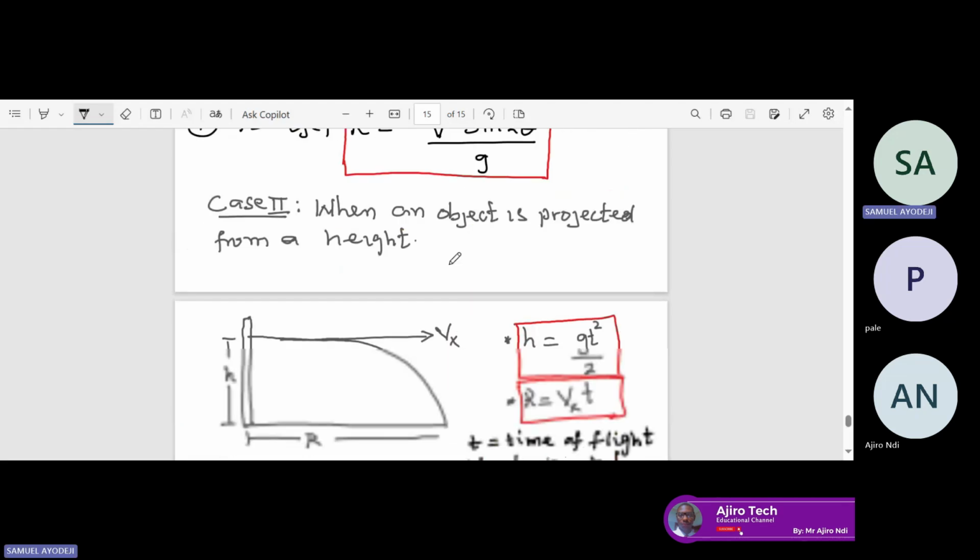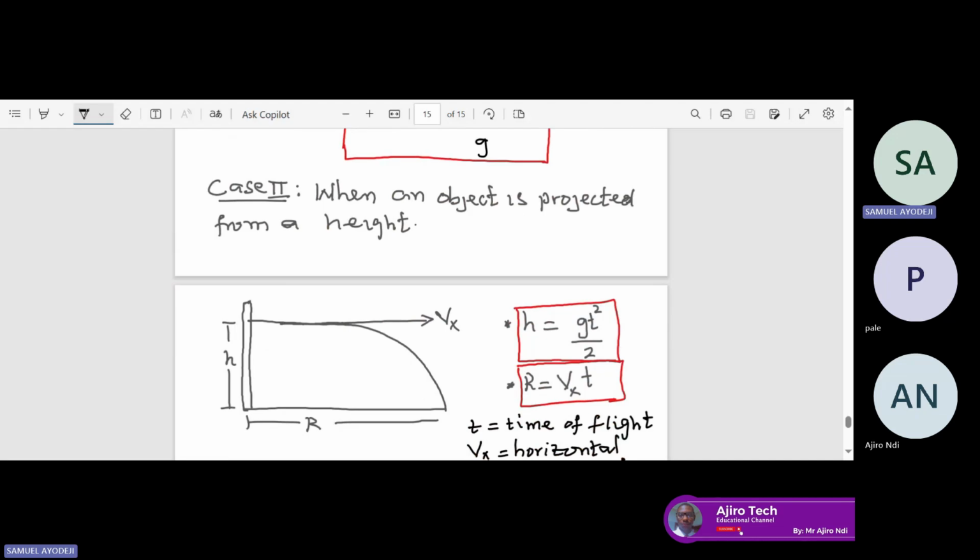Now, case 2. In case 2, we only have two formulae, not more than that. When an object is projected from a height, you can see that there will be a certain height. You can say from a height, from the top of a building, from an electric pole. There must be something that represents height. That's what the person will tell you.